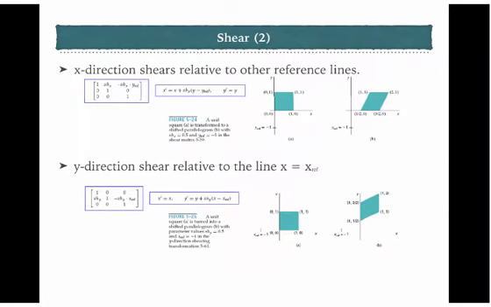X direction shears relative to other reference lines. We can use the reference line y equal to y reference. By using that x direction shear, we use the given equations. x dash, the new coordinate, is equal to x plus shx into y minus y reference, and y dash will be the same.